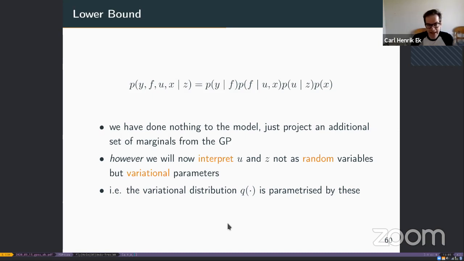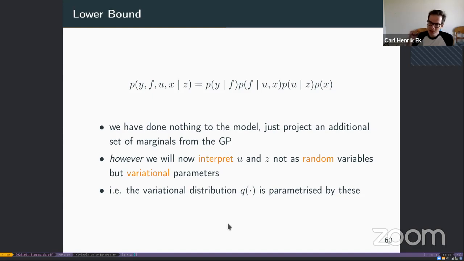So he said this. Let's hope this math is correct. He said this. Well, instead of thinking of u and z as just additional random variables, I'm going to think of these as variational parameters. And the variational parameters are the ones we called theta before. They were the ones that parameterized q so that I no longer needed y.